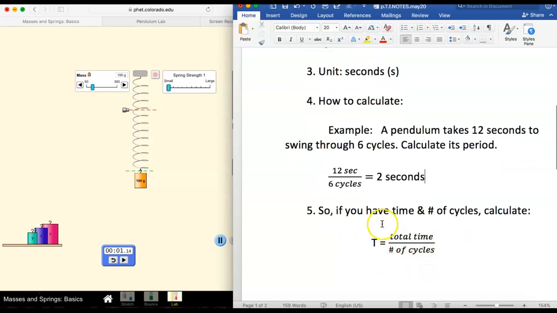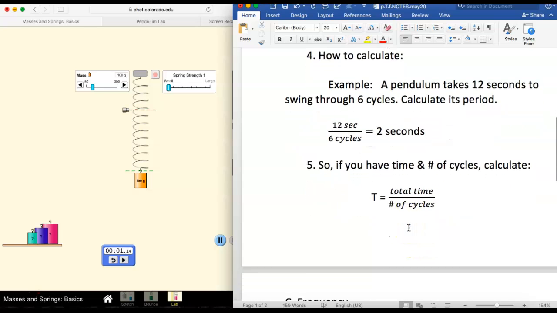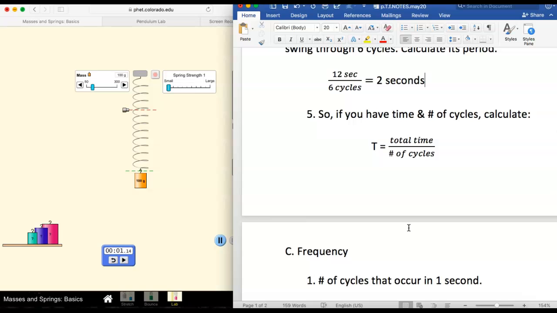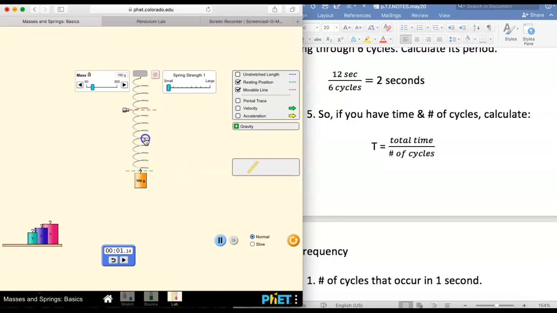So look at what we just did. In general, if you have the time and the number of cycles, you do a division, and this came up in the homework. Oh, and in the lab. If you have the total time and the number of cycles, you just do a division like this to get the period, which is the time for one cycle. All right, so period gives you the amount of time for one cycle. The reverse of that, or reciprocal of that, the opposite idea of that, is called frequency.